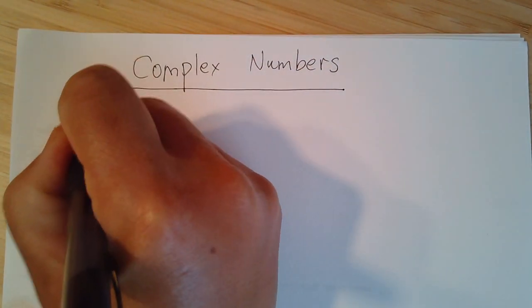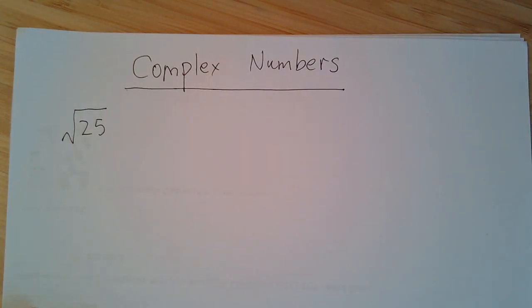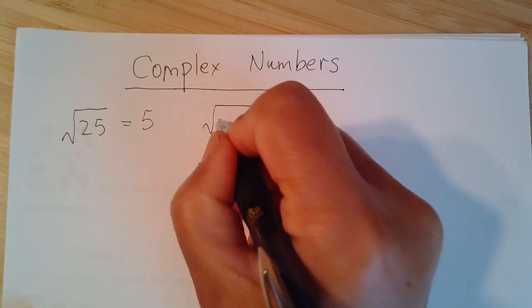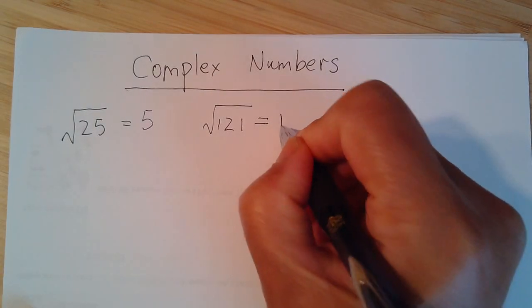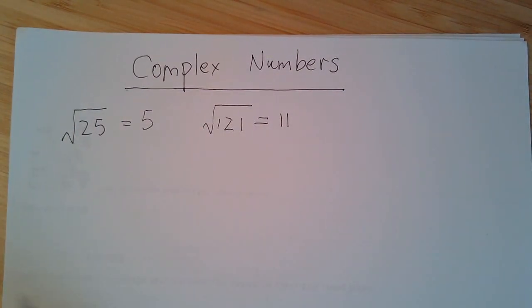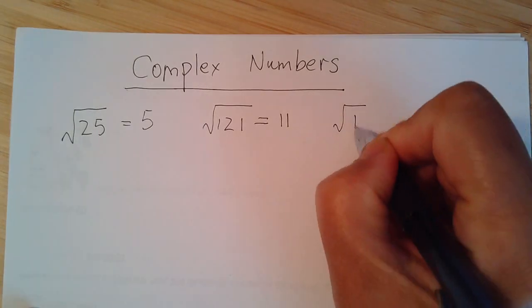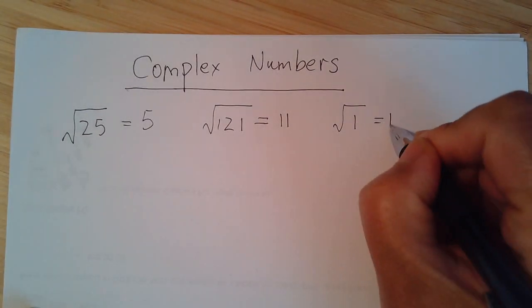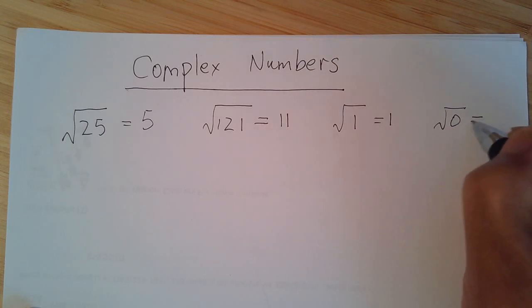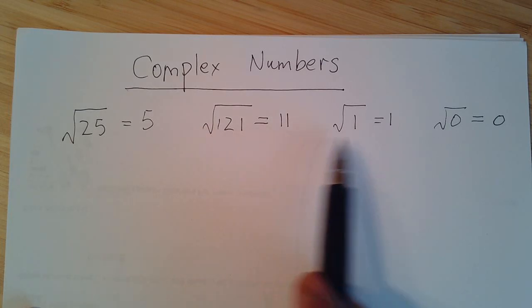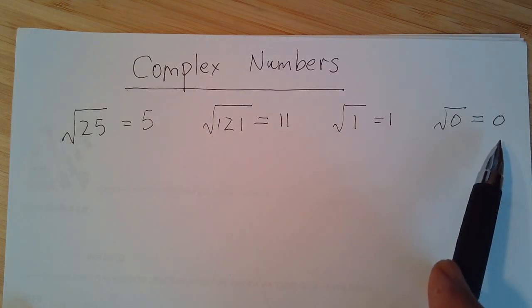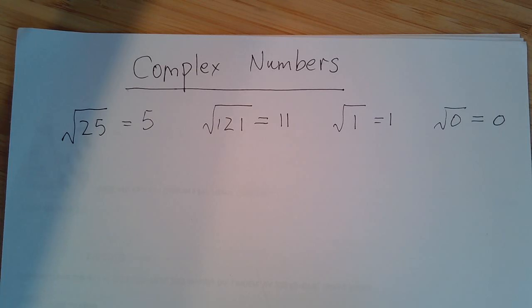What is the square root of 25? 5, right? What is the square root of 121? You can use calculator, or you might remember this. It's 11. Okay. So what about square root of 1? It's 1. What about square root of 0? It's 0. Because 5 squared is 25, 11 squared is 121, 1 squared is 1, and 0 squared is 0.